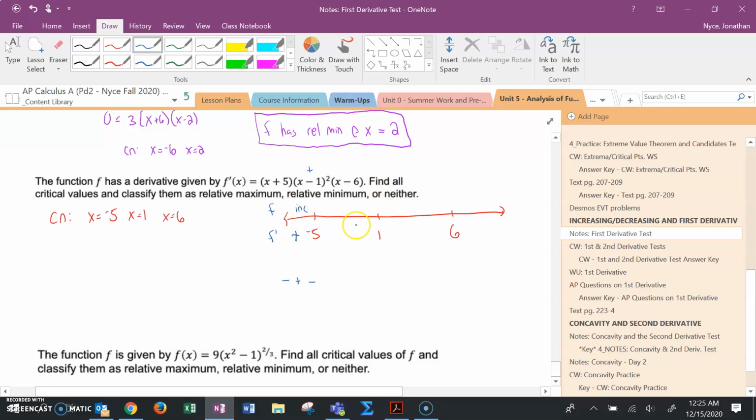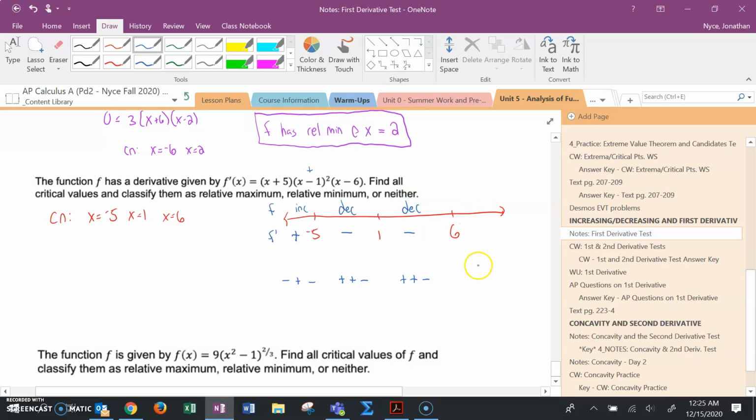We pick 0 and plug it into each of those three terms. 0 plus 5 is a positive. Second term is going to be positive. 0 minus 6 is negative. So we end up with a negative derivative. If we pick, for example, 2, plug that into the first term, it's positive. Second term is going to be positive. 2 minus 6 is negative. That gives us a negative derivative.